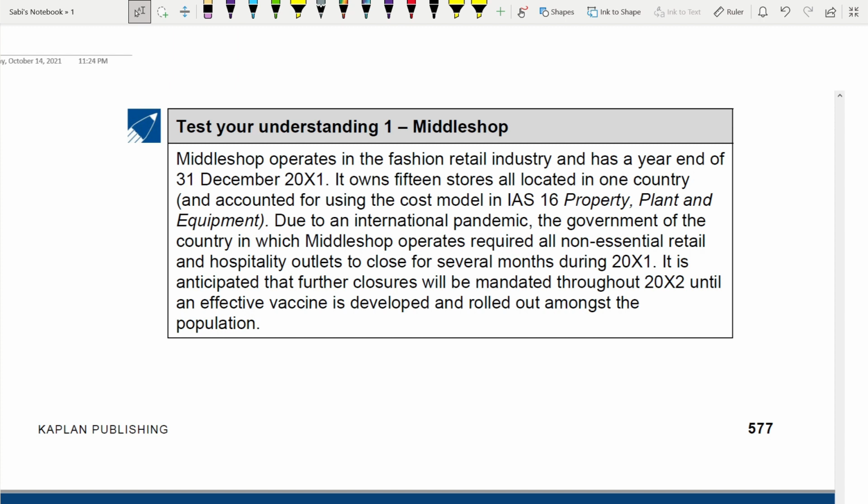Such as pandemic. Because of this, there is an impact on so many accounting standards. So you need to know which places it's going to affect. We have seen previously what the standards are that it is going to affect. Now we are going to use it in this answer.